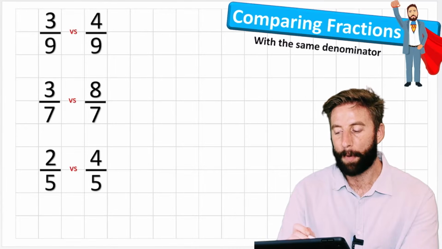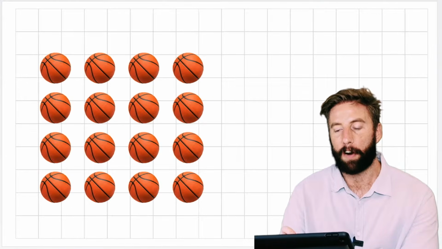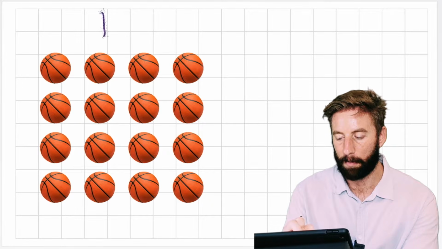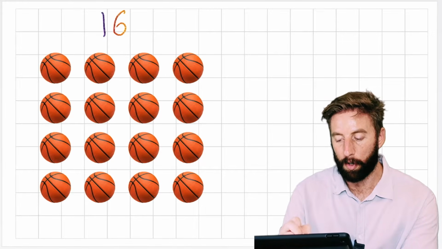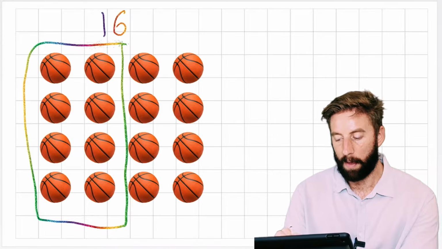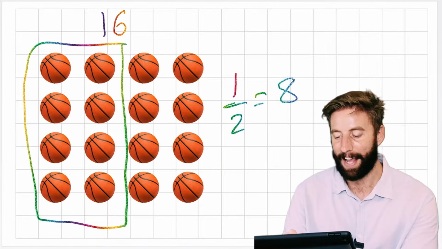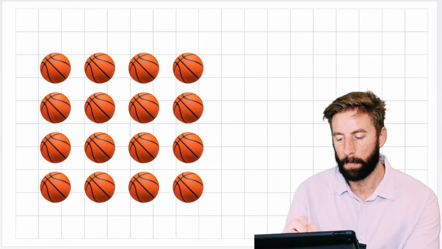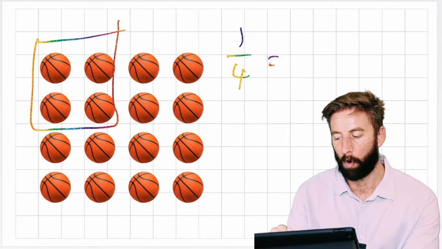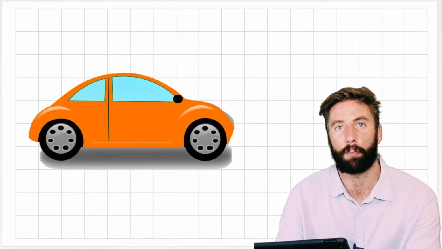So the first thing we need to think about is, what is a fraction? Well, we can have two types of fractions. We can have fractions of amounts. So for example here I have 16 basketballs, but what I could do is I could cut them in half. Therefore half is 8 basketballs. Or I could cut them into a quarter and have 4. So we have fractions of amounts, but we also have fractions of just one.